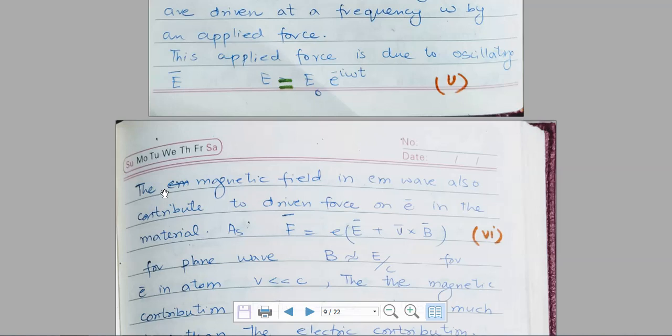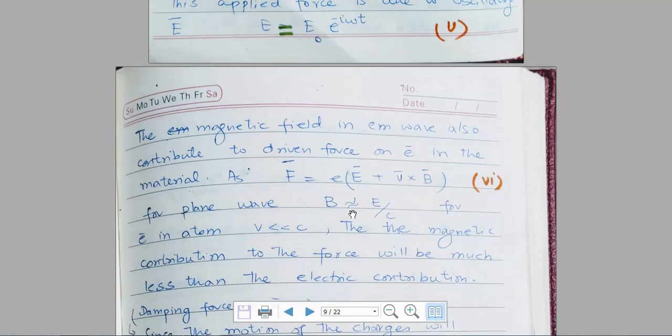As you know, the electromagnetic wave also has a magnetic field part. It should also be oscillating, but here we have neglected it, because the magnetic field in the electromagnetic wave also contributes a driving force on the electron in the material, as F equal to q into electric field plus v cross B. For a plane wave, B is approximately equal to E over c. Here you have assumed the velocity is very much less than c, meaning the velocity is very much less than the speed of light. As you know, when an electromagnetic wave travels in a medium, its velocity reduces by the refractive index of the material. So here you consider the velocity to be very small, so the contribution from the magnetic field is small, and you have only considered the driving force in the form of the electric field.